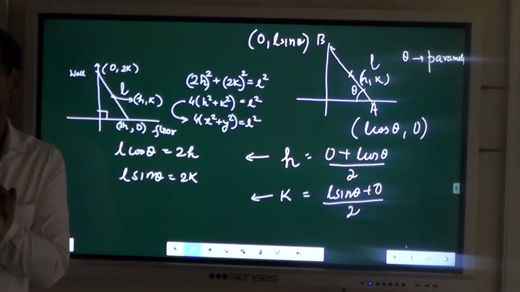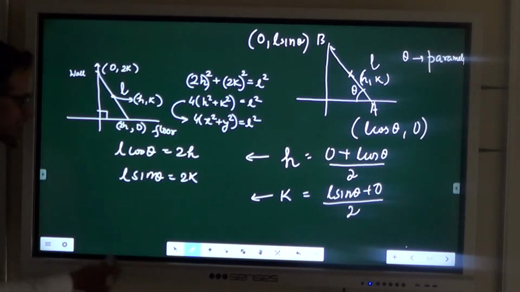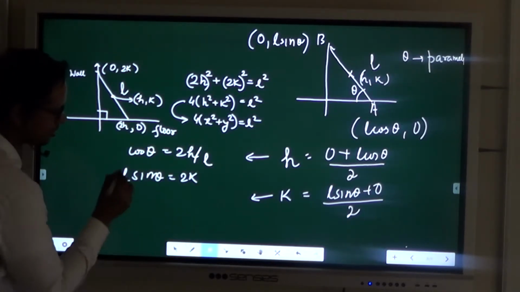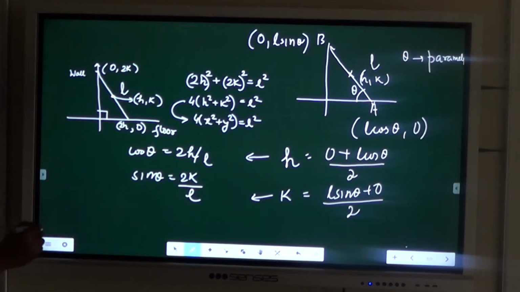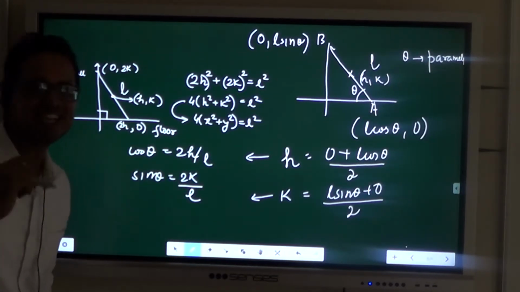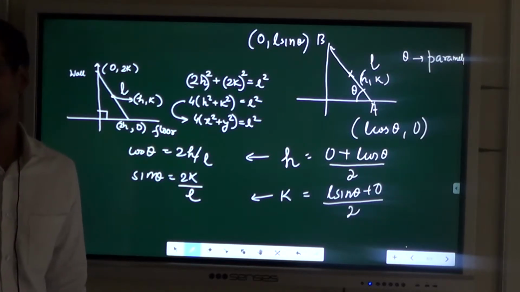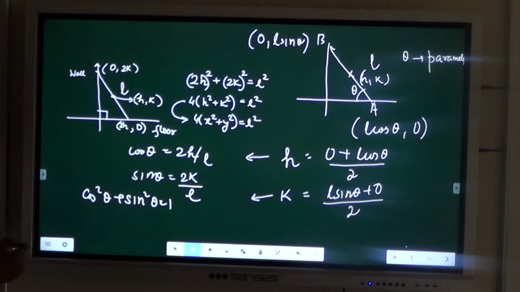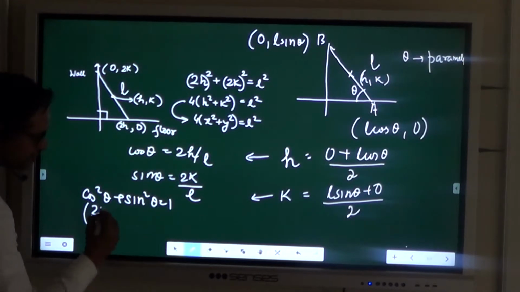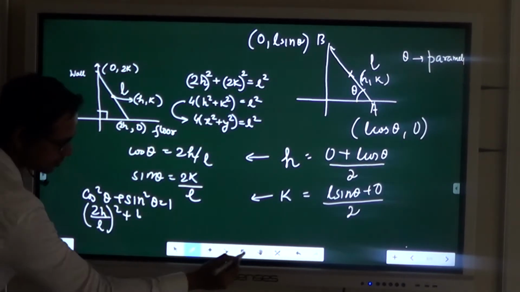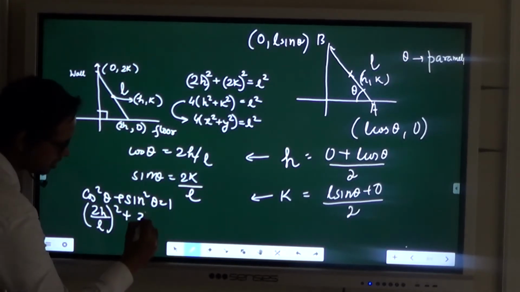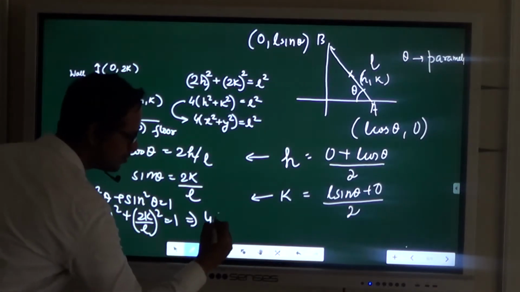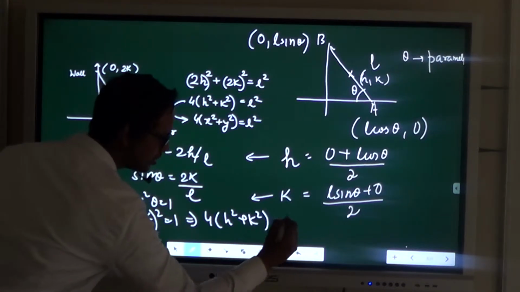Now, what is my aim? Theta should go away. Then square and add. Theta should go away, right? Can I just place this L over here? And I can use the famous Pythagorean identity, sin square theta plus cos square theta equal to 1. So I can use cos square theta plus sin square theta equal to 1. That means I am saying 2h by L squared plus 2k by L squared equals 1, which if you simplify will give you 4h square plus 4k square is equal to L square.